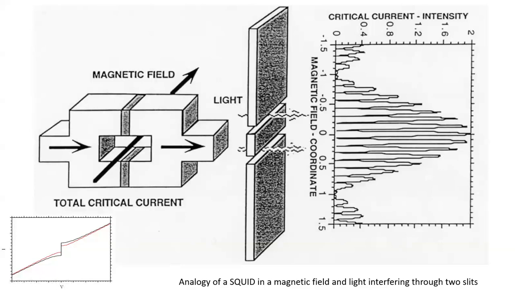Instead of two, for example, here, if you use the magnetic field in the same case on either side, it is the analogy of a SQUID in a magnetic field and light interference through two slits.